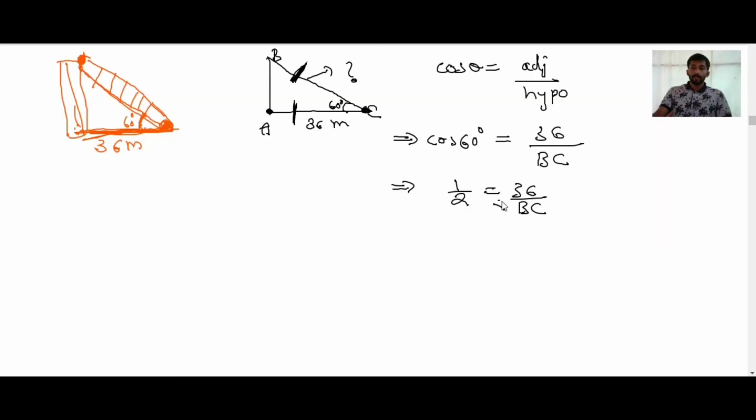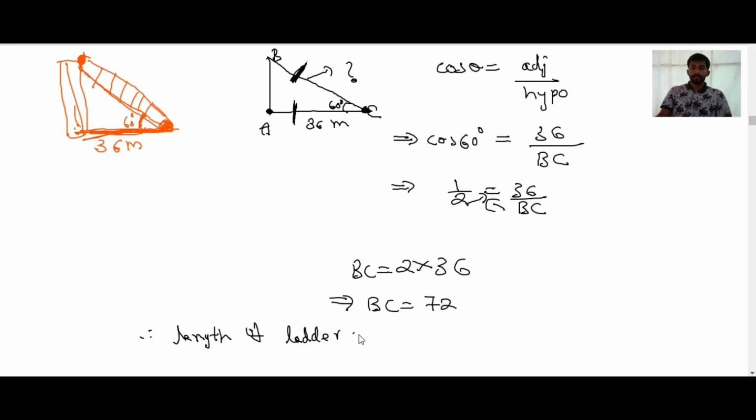Now cross multiply, BC comes here, 2 goes here. Then see, BC is equal to 2 into 36. This implies BC is equal to 72. Okay, what is BC? Therefore, the length of the ladder is equal to 72 meter. The unit is meter. Why? Here 36 meter is given, so the length of the ladder is also in meter, that is 72 meter.